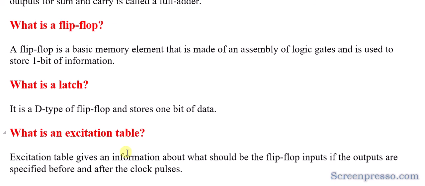What is the excitation table? It is very important to understand. We usually come across the excitation table in sequential circuits. The excitation table is like the truth table. A truth table is used in the case of combinational circuits, whereas an excitation table is used in the case of sequential circuits, and in the case of flip-flops we mostly use the excitation table. The excitation table gives information about what the flip-flop inputs should be if the outputs are specified before and after the clock pulses. This is nothing but the response of a flip-flop when we apply certain inputs with the help of clock pulses.